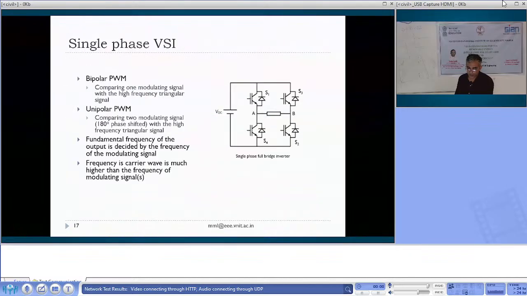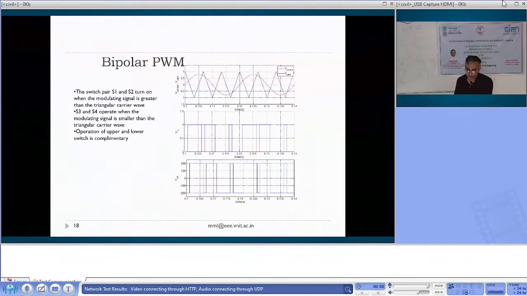So there are two techniques we especially discussed, bipolar PWM and unipolar PWM. So let's compare these two techniques. What are these techniques? Bipolar means, as you told, sine triangle PWM. In sine triangle PWM, we compare one sine waveform and a triangular waveform to generate this curve.